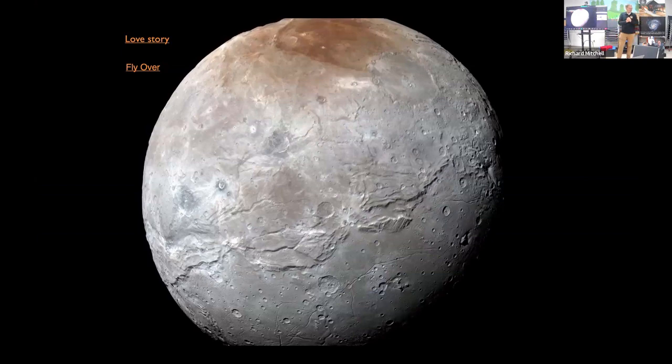Is it Pluto's moon? That's Pluto's moon, Charon. Somehow captured, perhaps the same way our moon was captured. So what's going on, why are there too few craters?